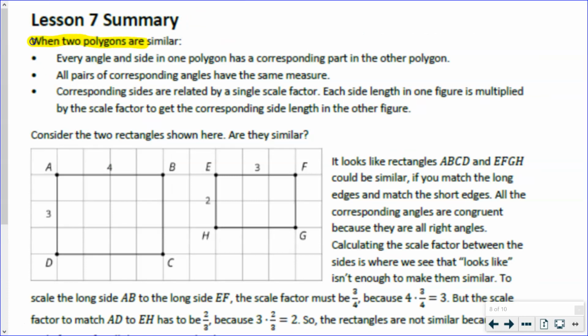When two polygons are similar, every angle and side in one polygon has a corresponding part in the other polygon. All pairs of corresponding angles have the same measure, and corresponding sides are related by a single scale factor. That's important to note because that's a mistake that was made in class. Single scale factor. Each side length in one figure is multiplied by that scale factor to get the corresponding side length in the other figure.